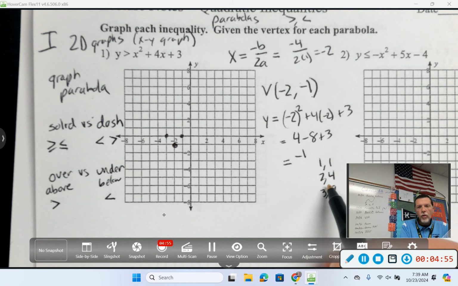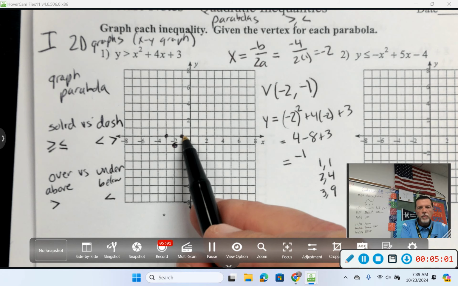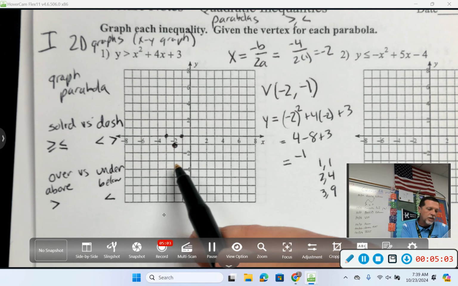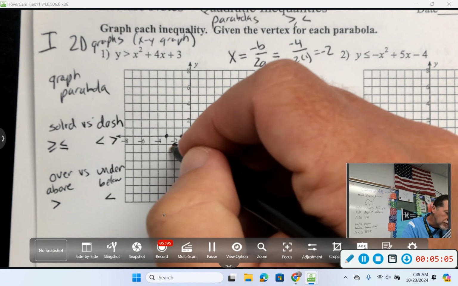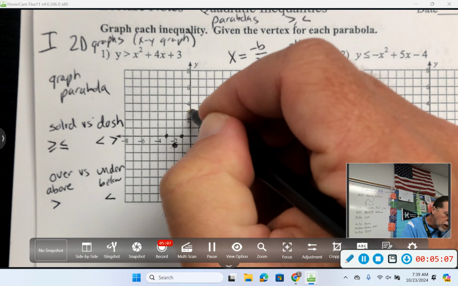And then 2, 4, again, you do 2, 4 from the vertex. There were a few people in that last test that did 2, 4 from the 1, 1 point. You know, it's like, no, go back to the vertex, and from there go over 2, up 4.